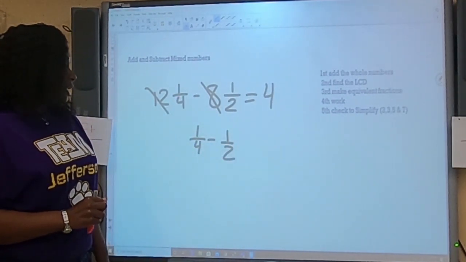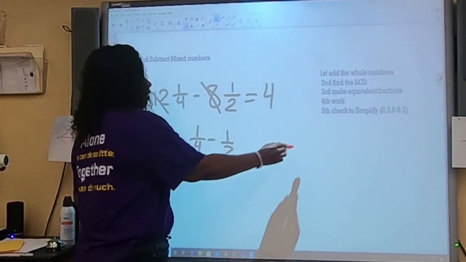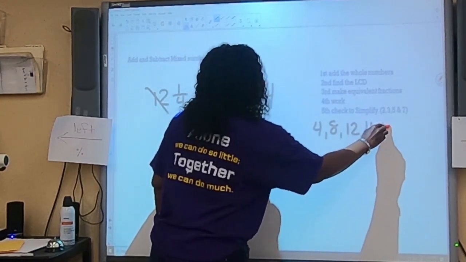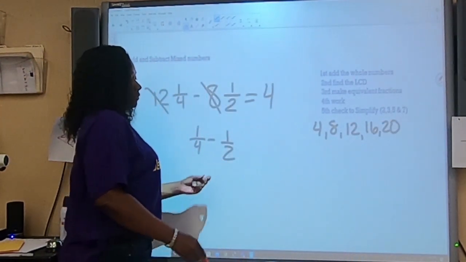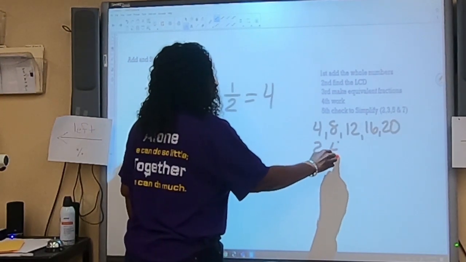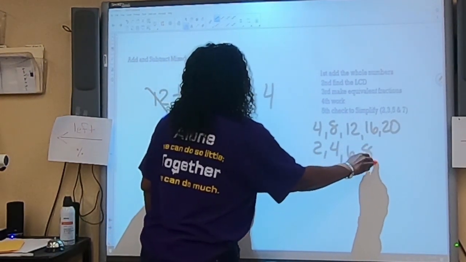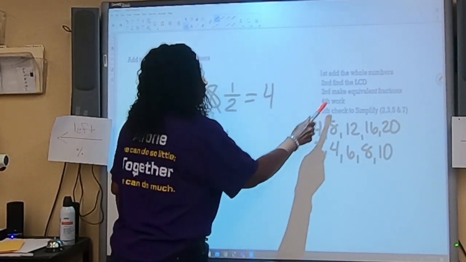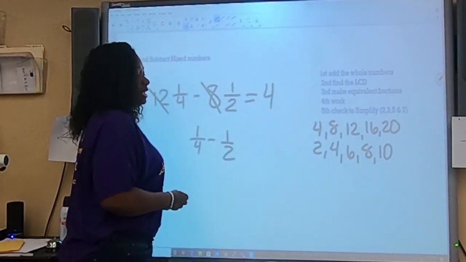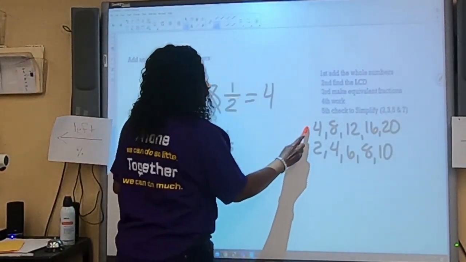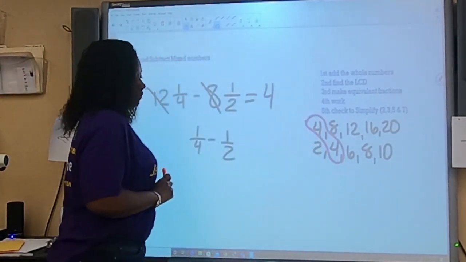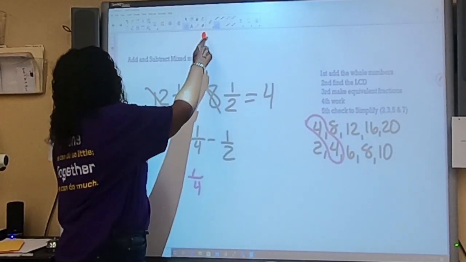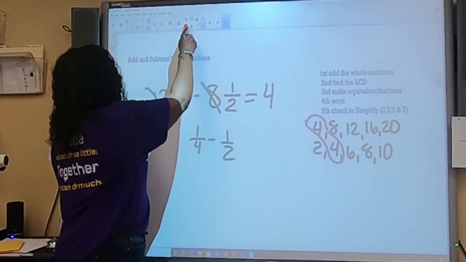We're looking for an LCD, so I write multiples. 4, 8, 12, 16, 20. 2, 4, 6, 8, 10. Notice they share more than one number, but that L in LCD stands for least. So the least common is 4. So my denominator will be 4.